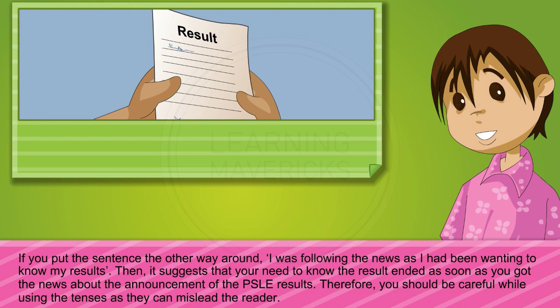If you put the sentence the other way around, I was following the news as I had been waiting to know my results, then it suggests that your need to know the result ended as soon as you got the news about the announcement of the PSLE results. Therefore, you should be careful while using the tenses, as they can mislead the reader.